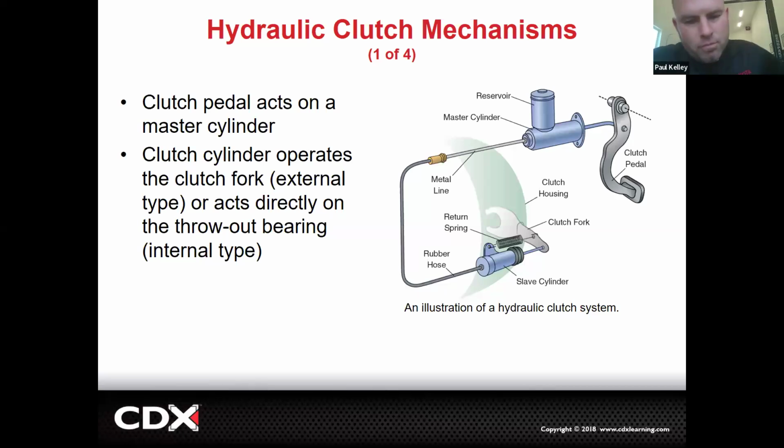Make sense? Reverse is always going to grind a little bit more because it's non-synchronized. First gear, it's probably still going to grind, but the synchronizer should mostly chill that out because it's synchronized in first, second, third, fourth, fifth, sixth, however many, seventh if it's a Corvette.